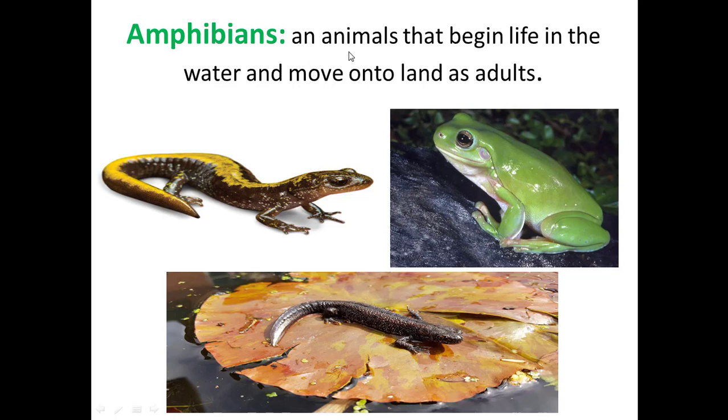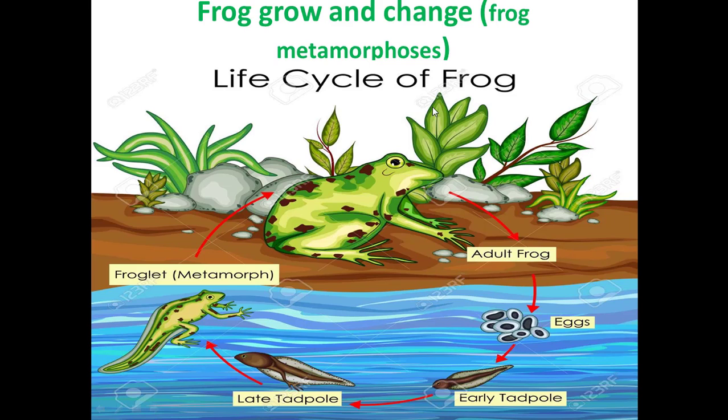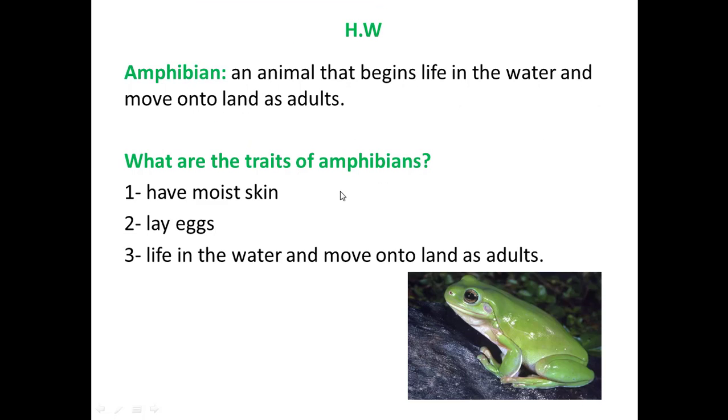Amphibians are animals that begin life in the water and move onto land as adults, like frogs, salamander, and snakes. Okay, this one is a frog, and the life cycle of a frog starts from the water. This one is an egg. The frog will lay eggs in the water. After that, the egg will hatch, and the early tadpole will appear. After that, the late tadpole. After that, the froglet. After that will be the adult frog. It goes to the land. Move on to land.